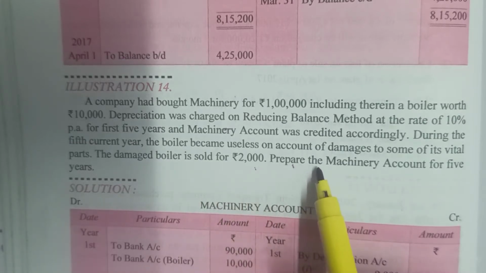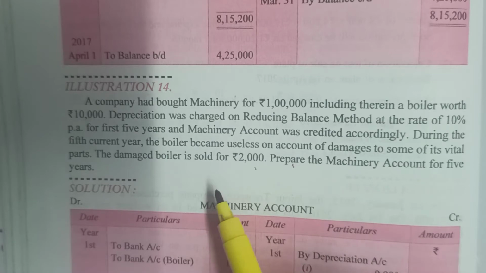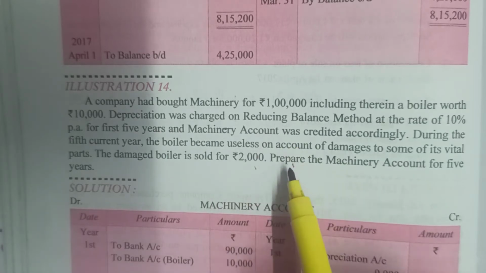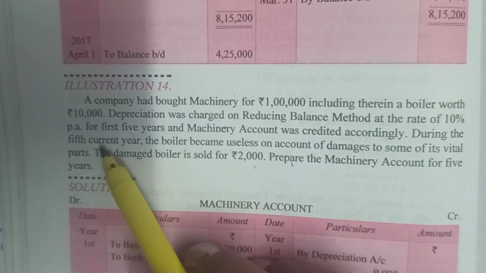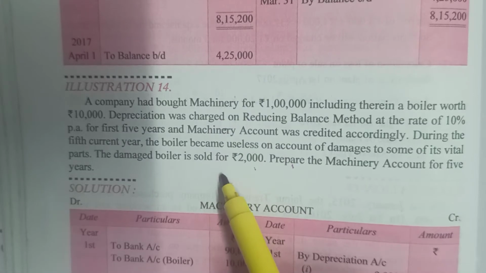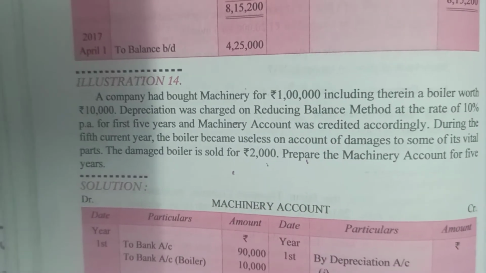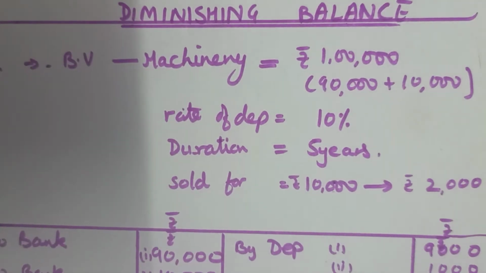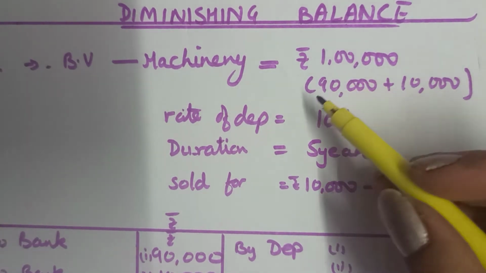We are supposed to prepare the machinery account for 5 years. The asset is disposed of in the 5th year. So we are supposed to make the asset account for 5 years. Let us now proceed with the asset account. I have written the information here.